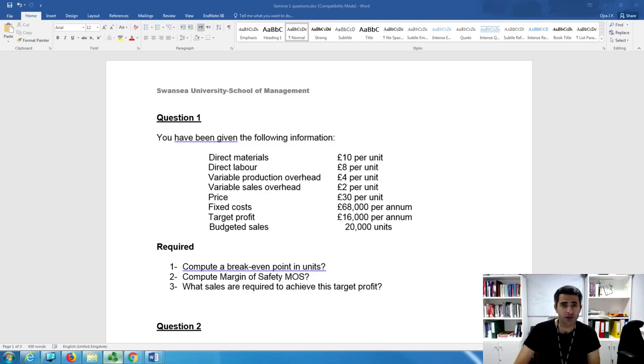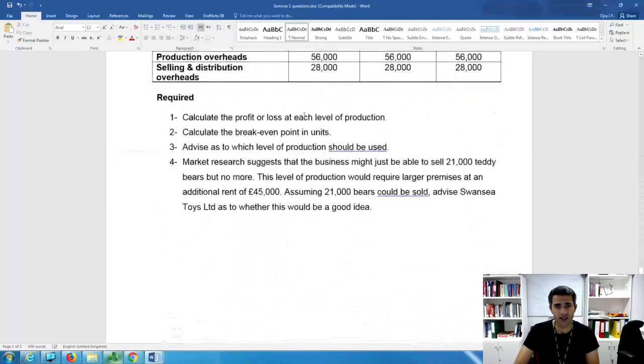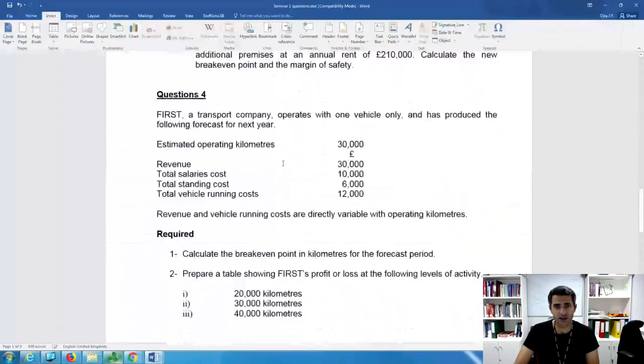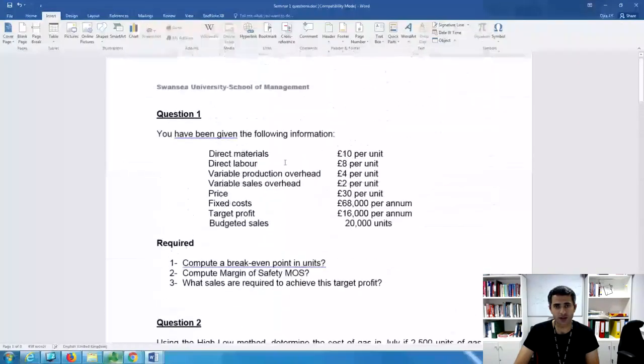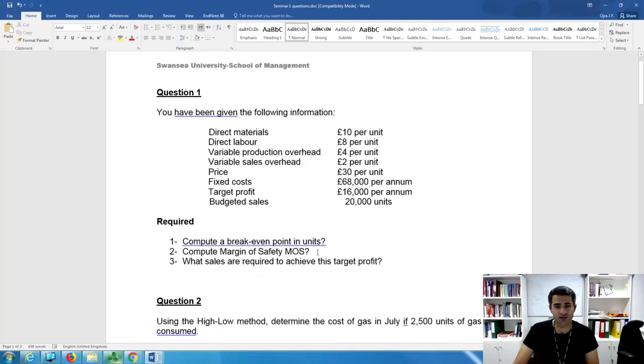Okay, so now you've got a few questions here. You've got 5 questions, and let's see how many questions we can do. So let's start with question number 1. Question number 1 asks you to calculate the break-even point, margin of safety, and the target profit.